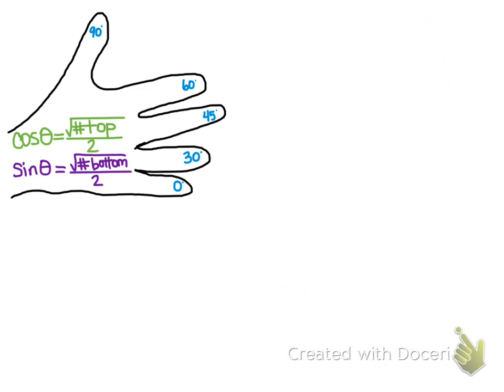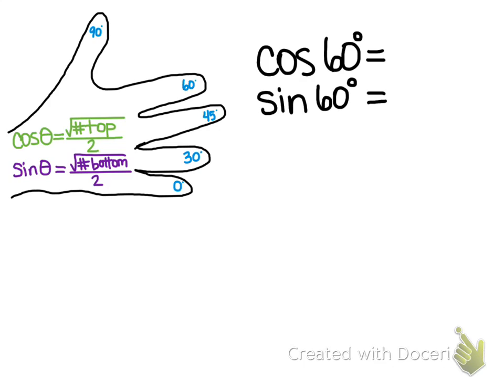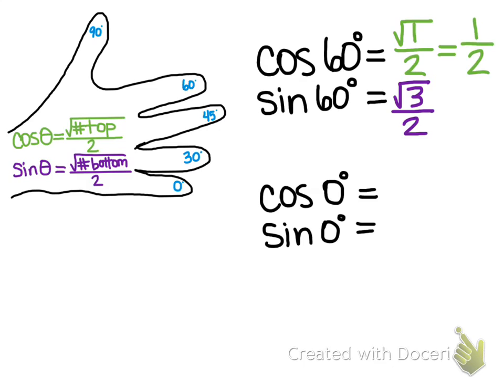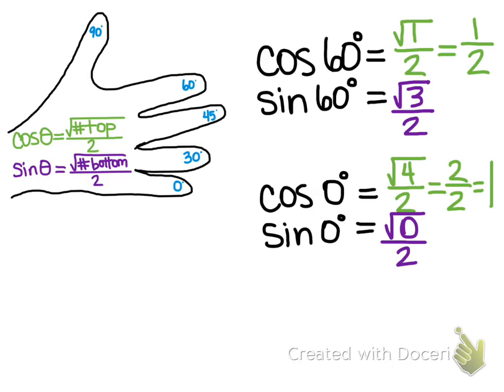Okay, so let's go through the other two as well. For 60 degrees, cosine of 60 degrees is the square root of 1 over 2, which is just 1 over 2. Sine of 60 is the square root of 3 over 2. Okay, then let's look at 0. Cosine of 0 is the square root of 4 over 2, which is 2 over 2, which is 1. Sine of 0, there aren't any fingers below 0, so that's square root of 0 divided by 2, which is 0. If you just look at your hand, you have those 5 essential angles.